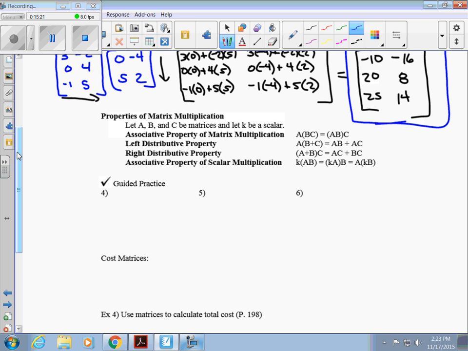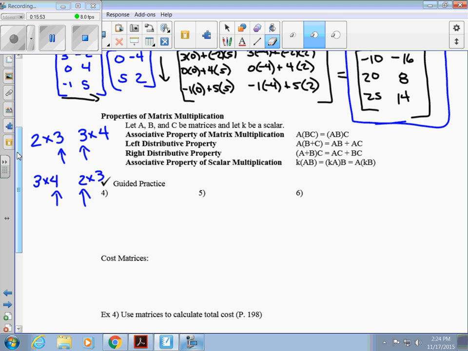Now notice the commutative property does not work. We cannot switch the order, because if we have a 2 by 3 matrix and a 3 by 4 matrix, we can multiply these to get a 2 by 4 matrix. But if we switch the order, this becomes a 3 by 4 and a 2 by 3, and now we cannot multiply those because the number of columns in A would no longer be the same as the number of rows in B. So the commutative property does not work for the multiplication of matrices.